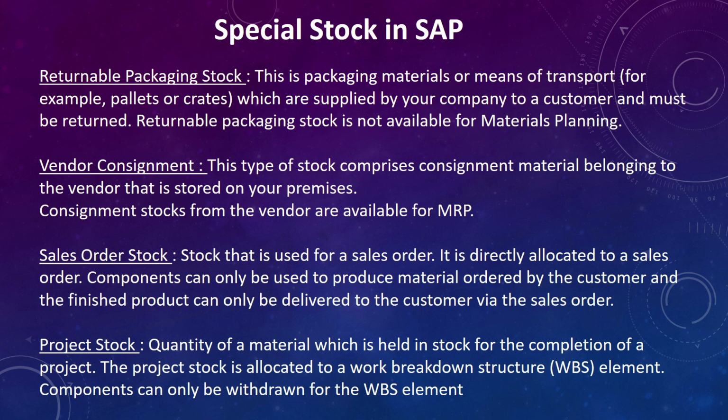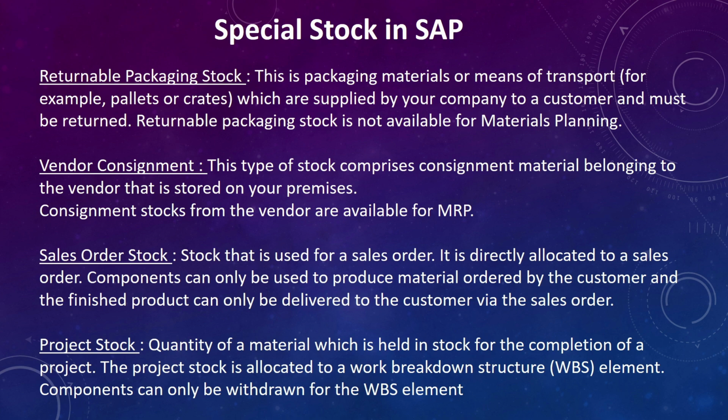The next is vendor consignment. This type of stock comprises consignment material belonging to the vendor that is stored on your premises. Consignment stocks from the vendors are available for MRP. This stock belongs to the vendor but is stored in your plant. You do not have to pay until you consume the material. Stock is available physically, but ownership remains with the vendor.